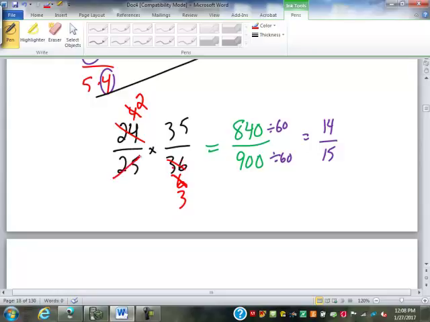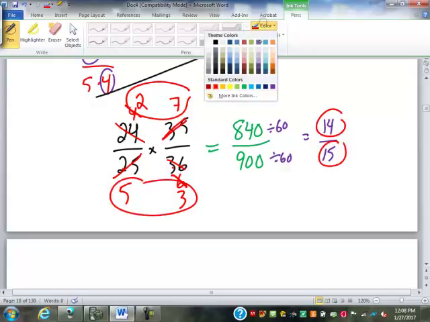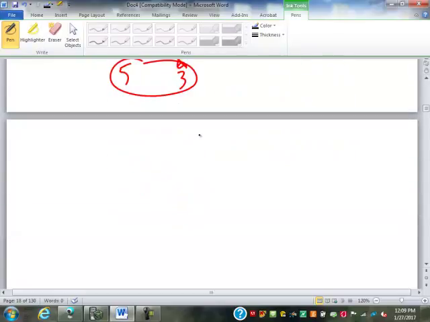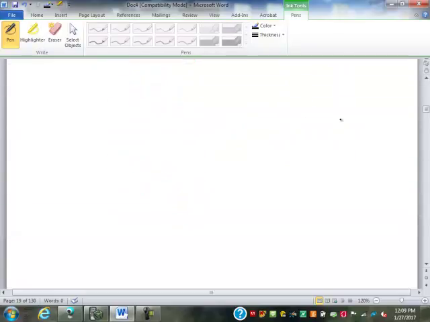But I can still divide out the 25 and the 35. Both of them divide by 5. 25 divided by 5? 5. 35 divided by 5? 7. Now I see 2 times 7 is 14. 5 times 3 is 15. That one to me is less work if I reduce it before I multiply. Now again, I'm not going to waste a lot of time with simple fractions for multiplication. I'm going to go back right up to mixed numbers.